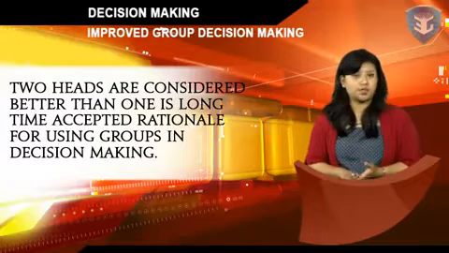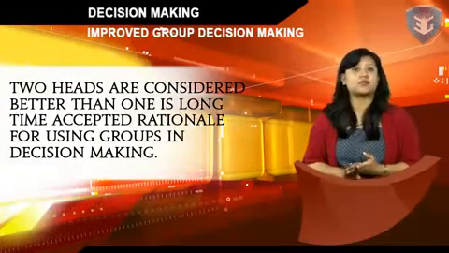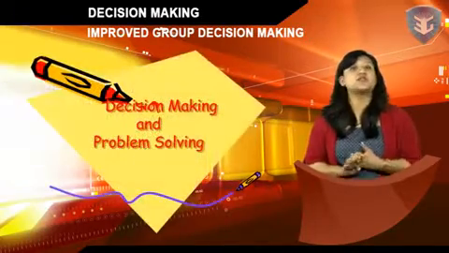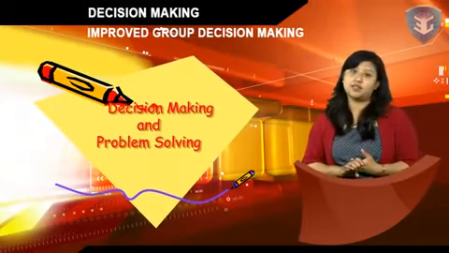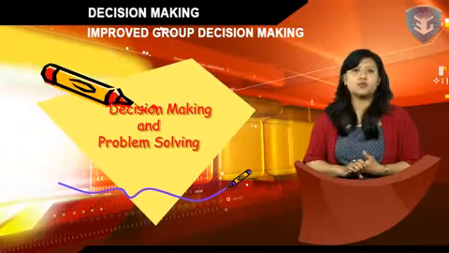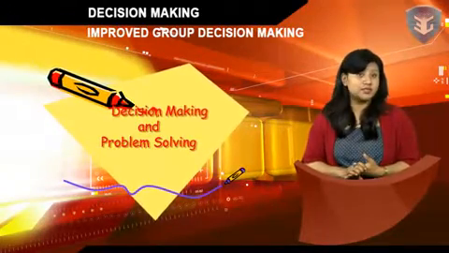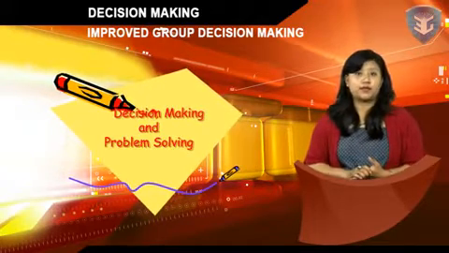Improved group decision making. Two heads are considered better than one is a long-time acceptable rationale for using groups in decision making. However, it is not necessary that group decisions are always better than the decisions taken by individuals alone. Groups are more time-consuming. Individual decisions also have clear accountability compared to groups. Individual decisions are more value-consistent than groups.